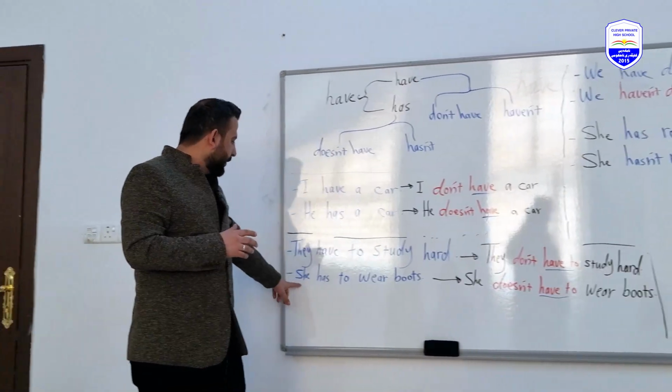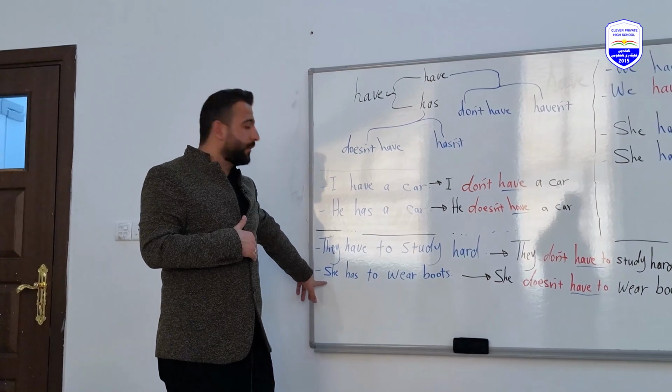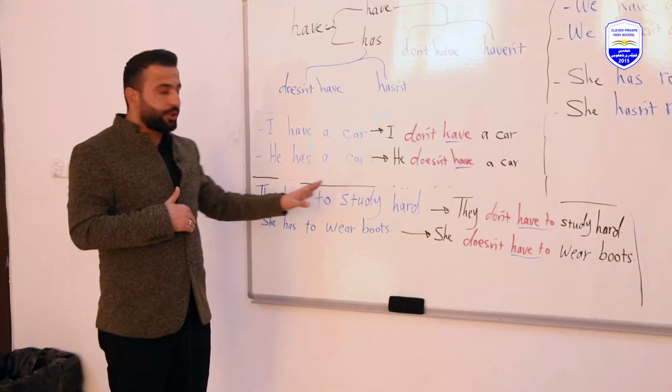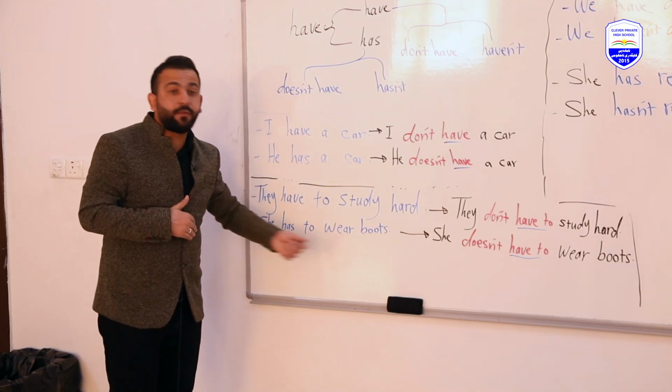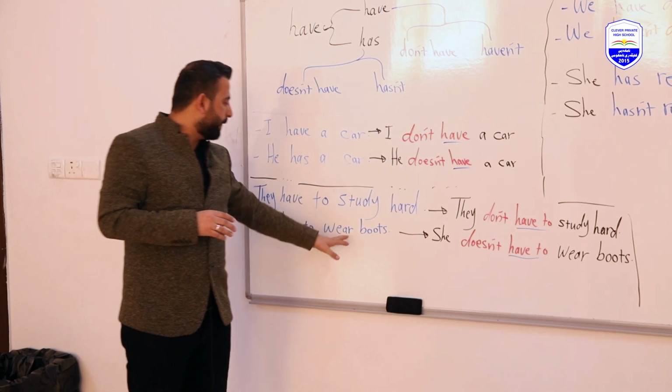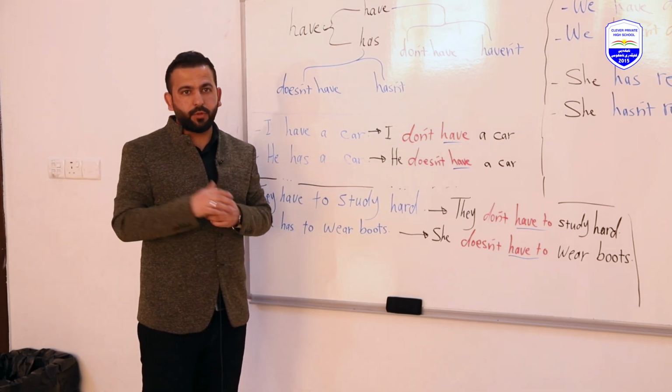Here, with he, she, it, or a singular noun, you have to say she has to. She has to wear boots. It's right that we have a verb, but it's not the third form of the verb. It's the first verb form.